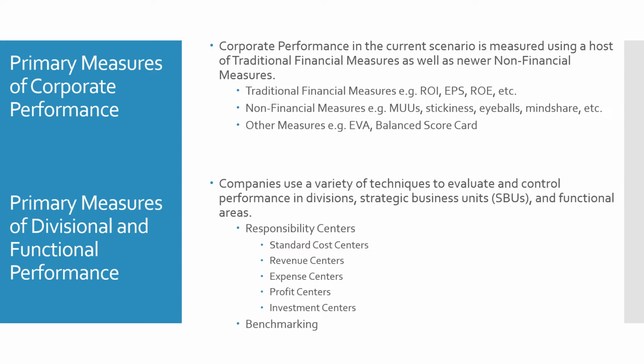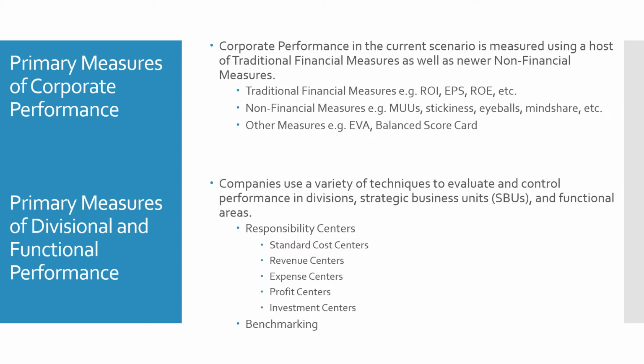Next, we talk about the primary measures of divisional and functional performance. Companies use a variety of techniques to evaluate and control performance in divisions, strategic business units, and functional areas. One way of doing this is to establish responsibility centers. Responsibility centers are used to isolate a unit so that it can be evaluated separately from the rest of the corporation. Each responsibility center therefore has its own budget and is evaluated on its use of budgeted resources.